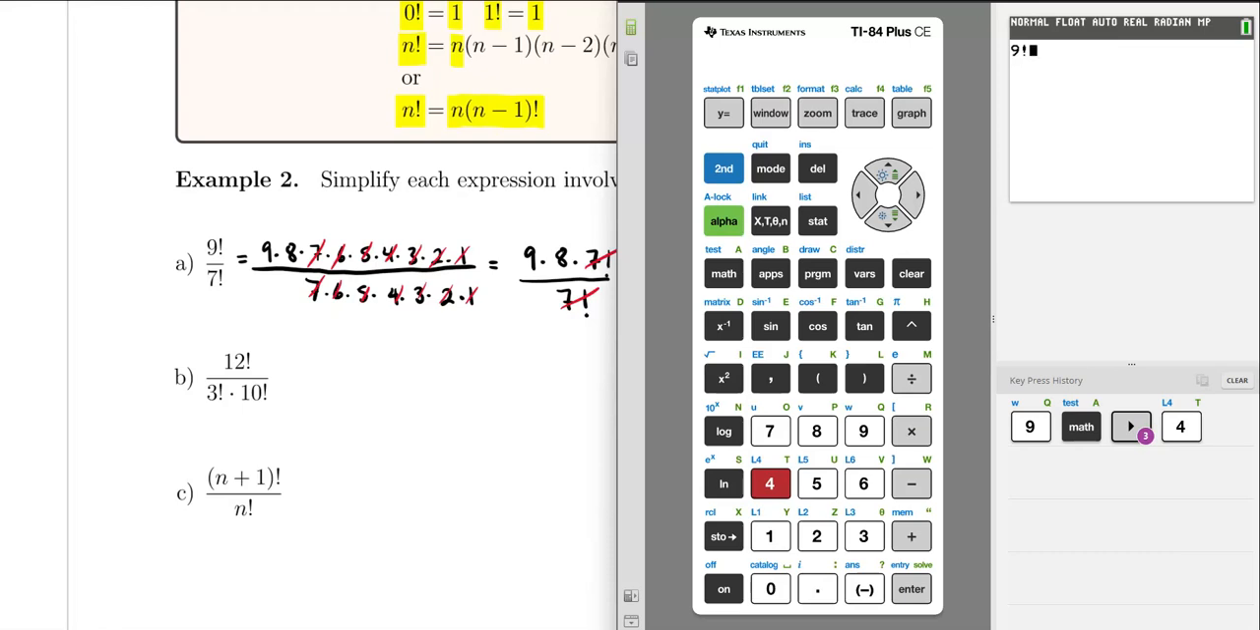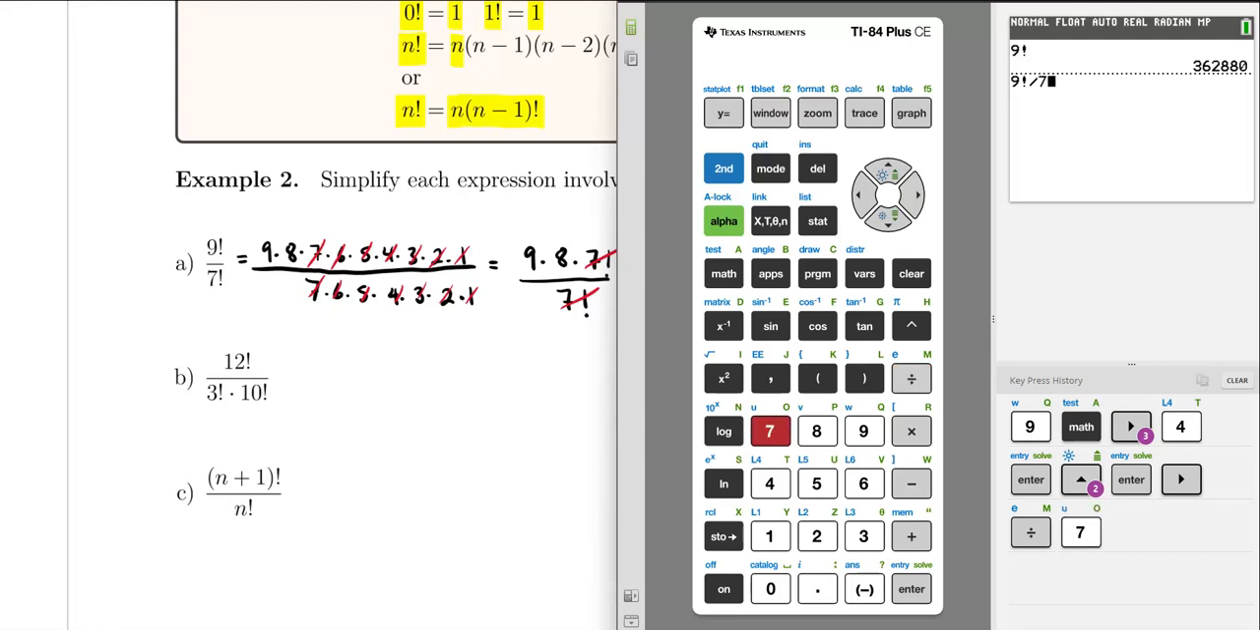Now if you're interested, 9 factorial, it's actually a pretty big number. Not too big, but it's a big number. But that's not a factorial. Anyways, going back to our problem, we're going to have here a 9 factorial divided by 7 factorial.